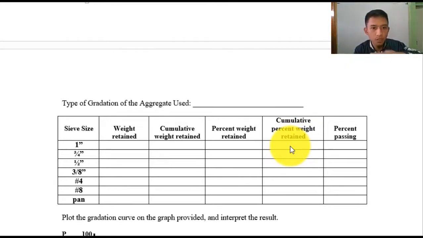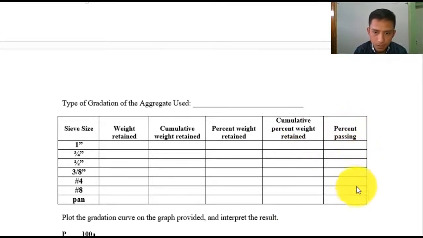So what will retain on that size is, of course, the bigger the size of that opening up to the biggest size, isn't it? So that is what is found here, cumulative weight retained. So whatever passes that one going down, that is the percent passing in each of these.